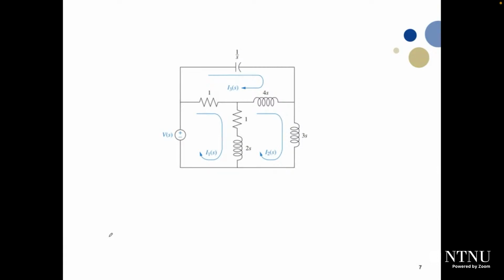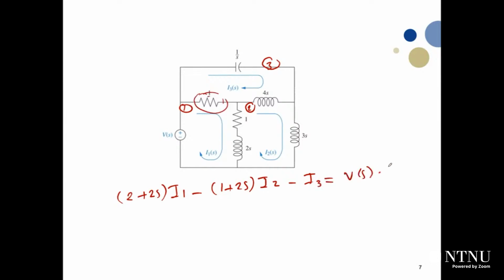If we want to write the equations one more time, as I told you, we have loop number 1, loop number 2, loop number 3. So we will look into loop number 1. The input here is V of S. We have I1 of S. Try to write it in order. So it will be 1 plus 1 plus 2S, so it will be 2 plus 2S multiplied by I1. We look into I2: it will be negative 1 plus 2S multiplied by I2. I3 will be negative, because this is the voltage drop generated across this resistance as a result of I3. So it will be minus I3 equal V of S. This is equation number 1.